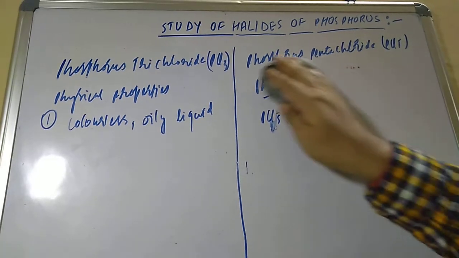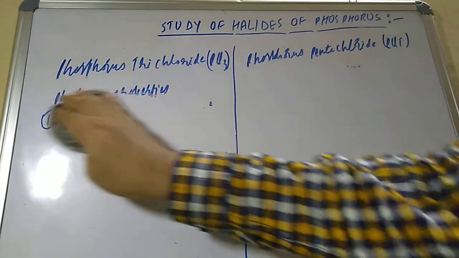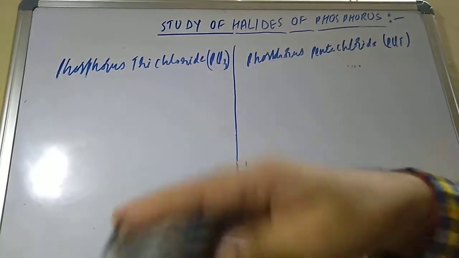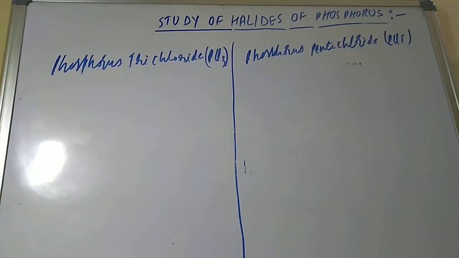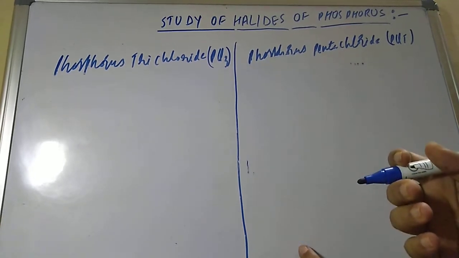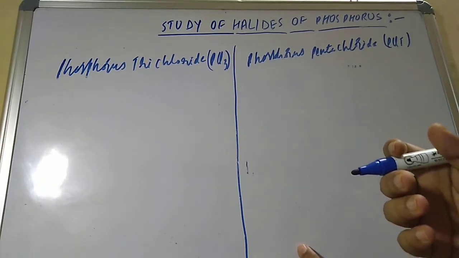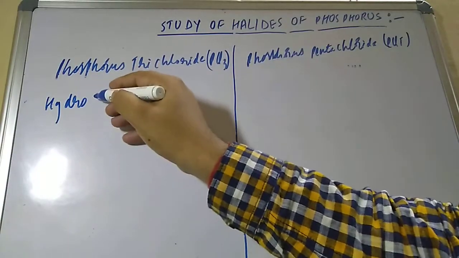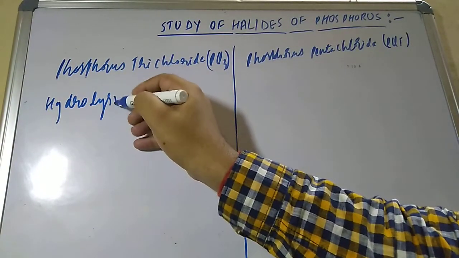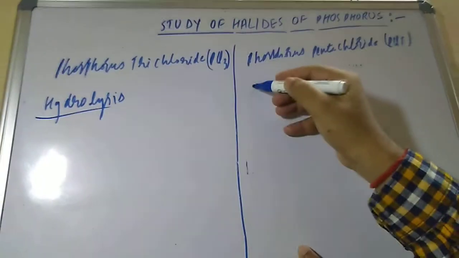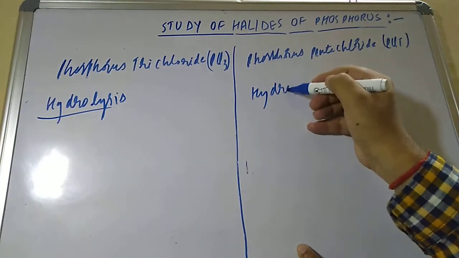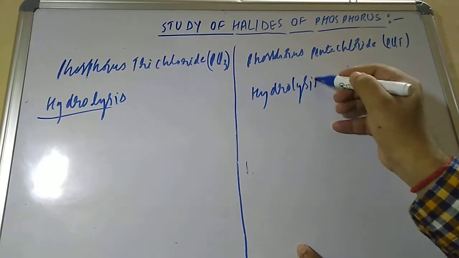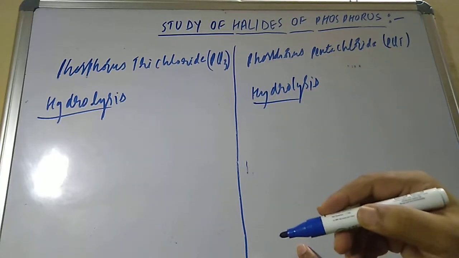So in chemical properties, the very first heading is hydrolysis. Both undergo hydrolysis, and they form similar compounds also. Let us see that. Chemical properties, hydrolysis. Hydrolysis means reaction with water.